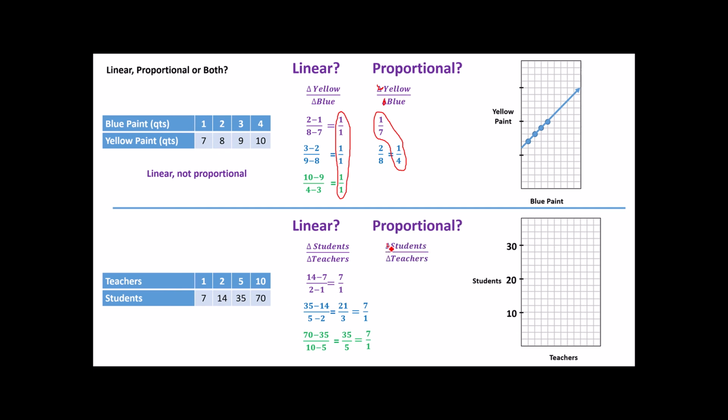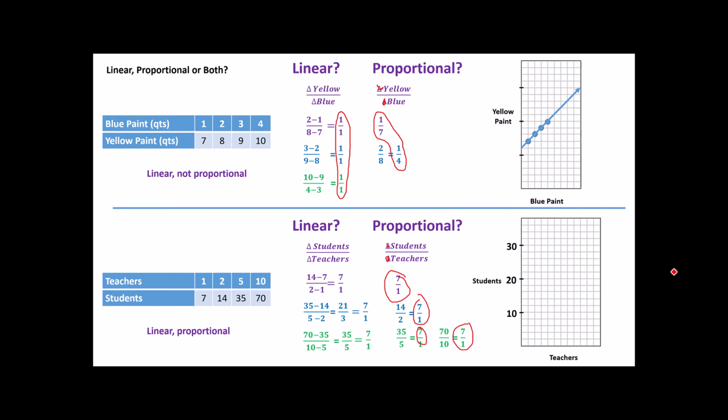Well, let's get rid of those deltas again. We're looking at just the ratio of students to teachers. Notice we have 7 to 1, 14 to 2, which is 7 to 1, 35 to 5, which is 7 to 1, and 70 over 10, which is 7 to 1. This is both linear and proportional because all of these are the same.